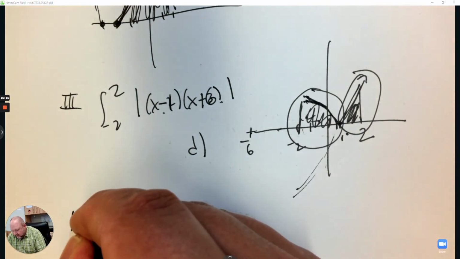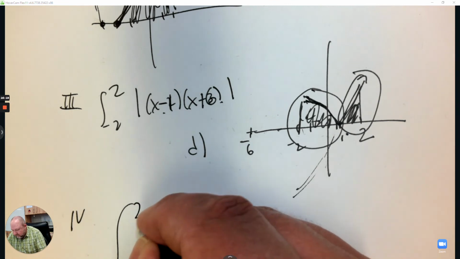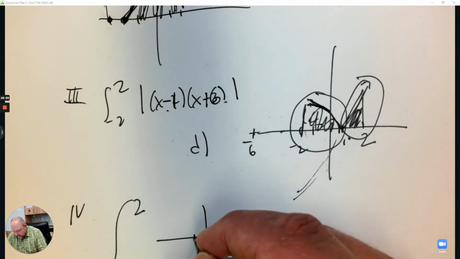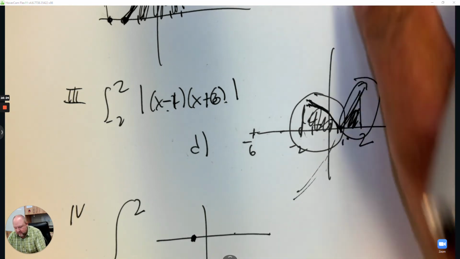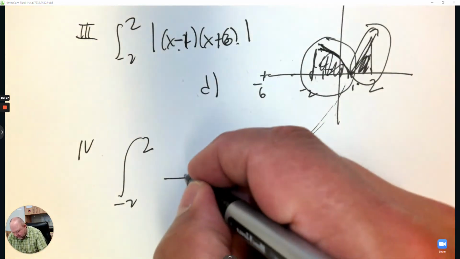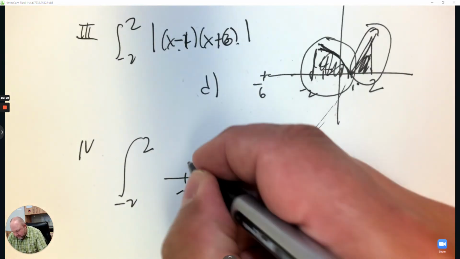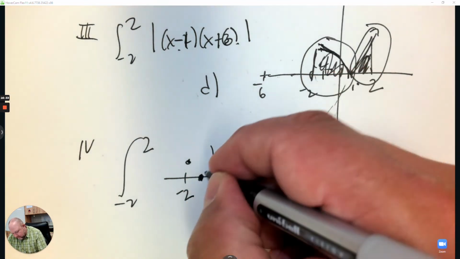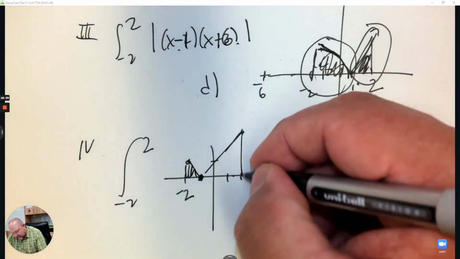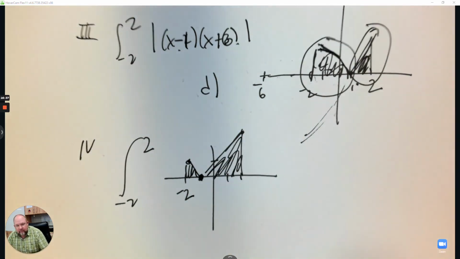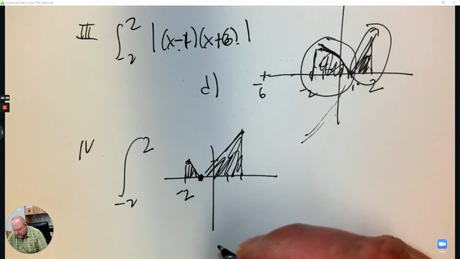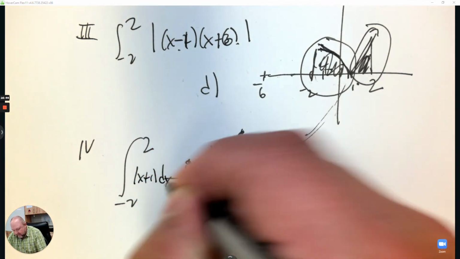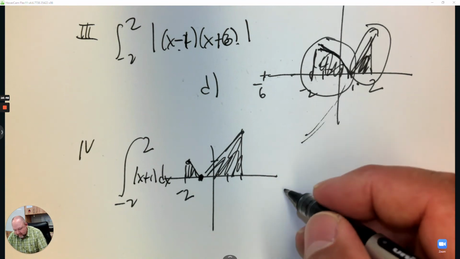For the last one, it's a line. So negative 2 to positive 2, x plus 1. So at negative 1 is the vertex of the V. And so at negative 2, the answer is 1. And at positive 2, the answer is 3. And this is the one that looks like triangles. So that one matches with A.